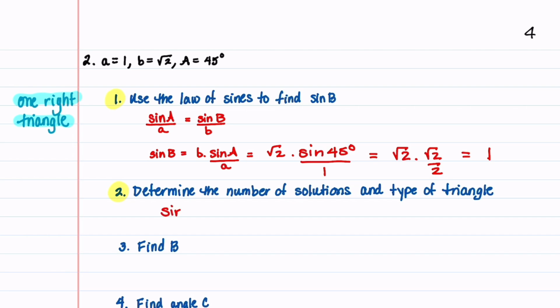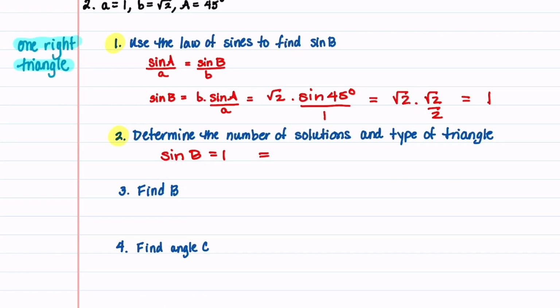Sine B is equal to 1. When sine B is equal to 1, we'll have one solution, and we're going to have a right triangle.